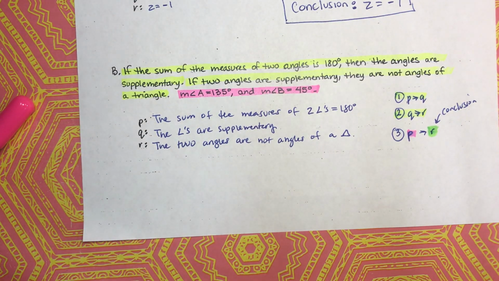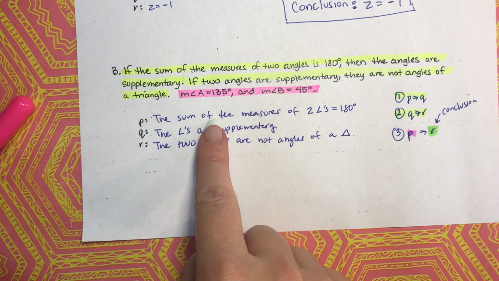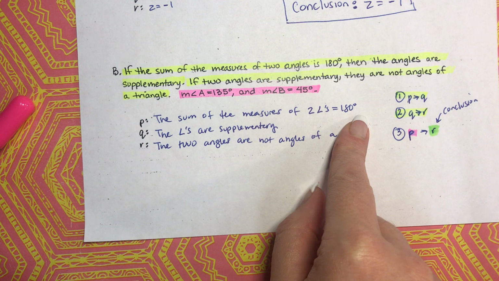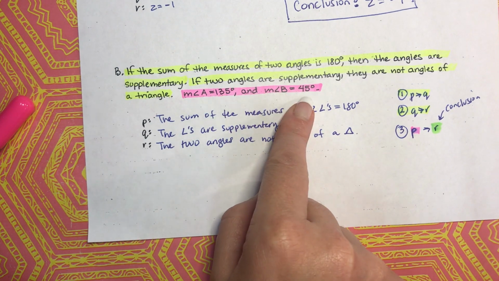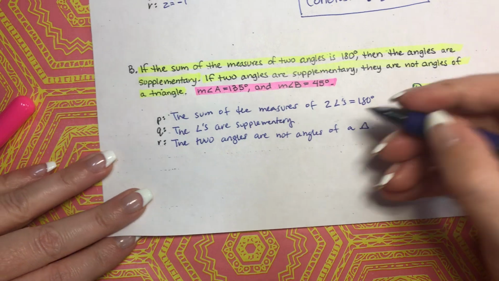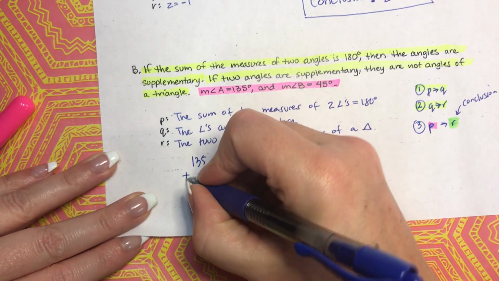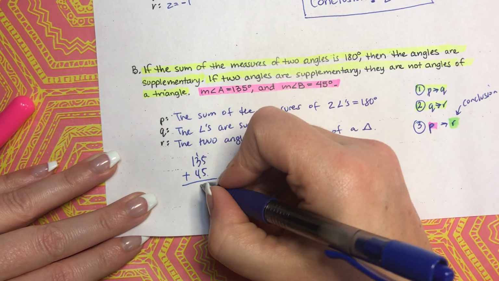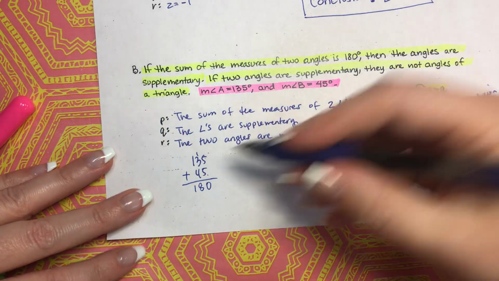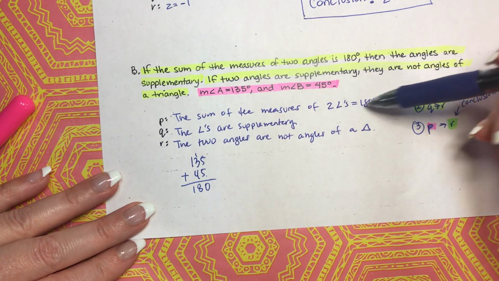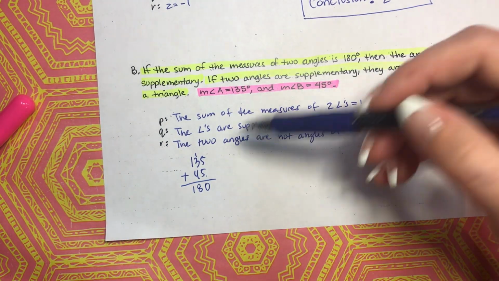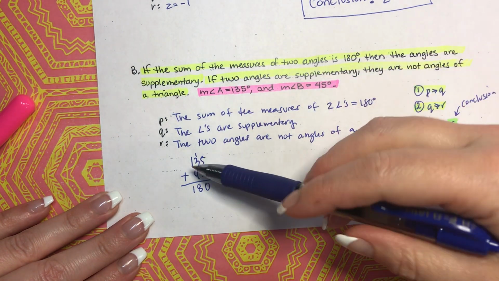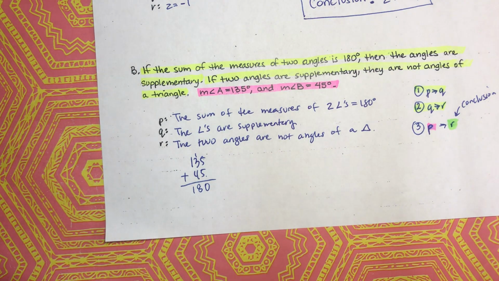So, let's look at this. Is this referring to the P? The sum of the measures of two angles equals 180. So they gave us two angles, 135 plus 45. Well, what is 135 plus 45? It's 180, right? So the sum of the measures of the two angles is equal to 180. So that's true, which means that R is the conclusion. The two angles are not angles of a triangle.